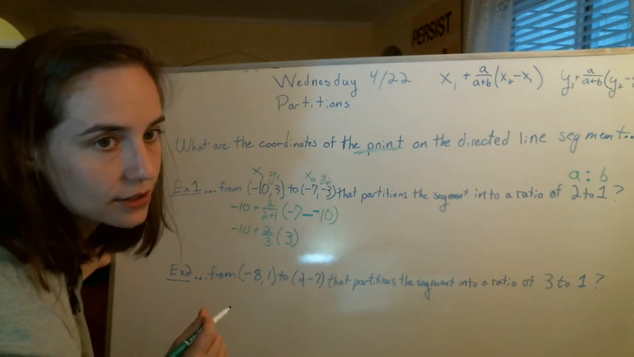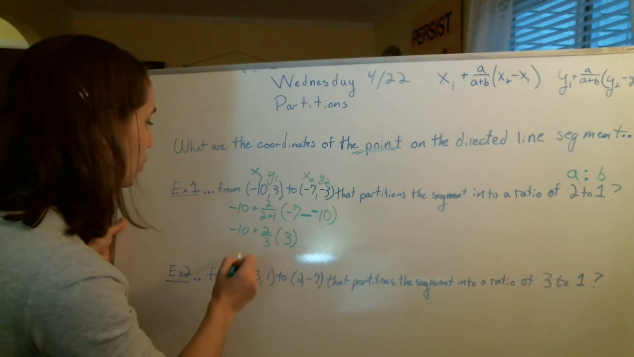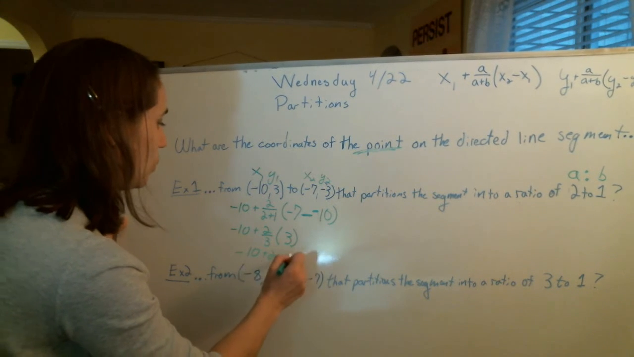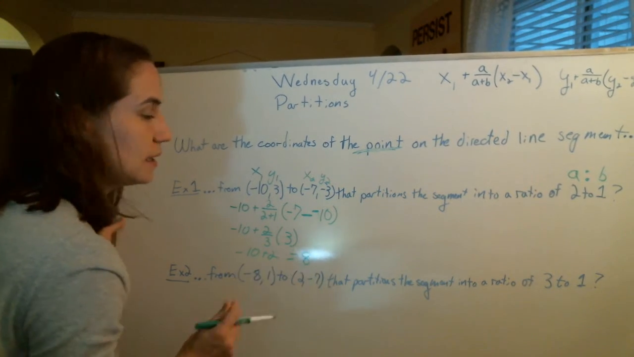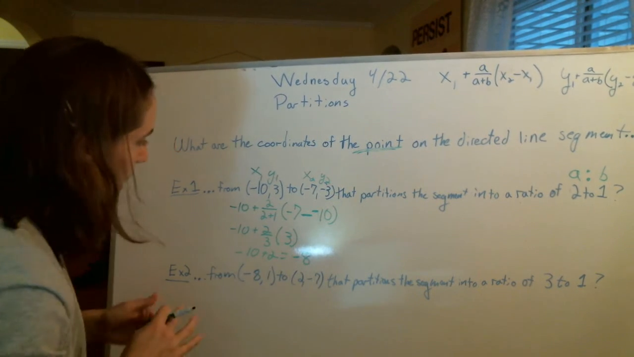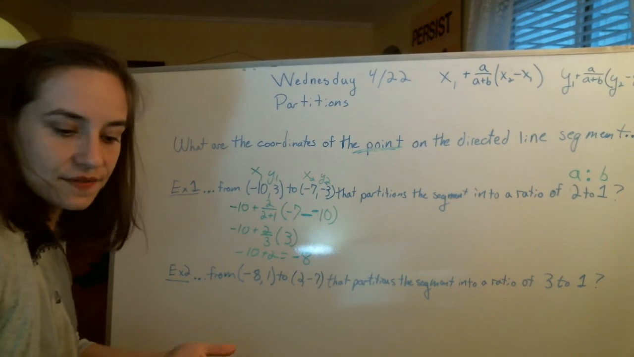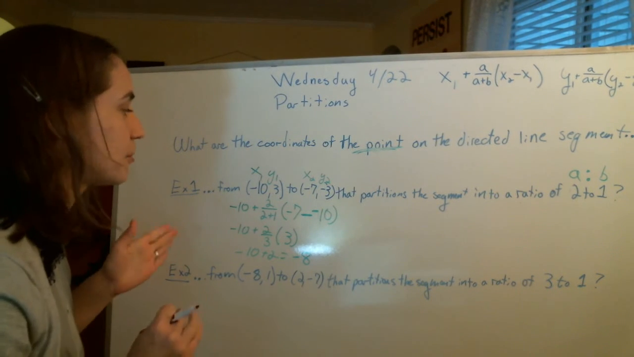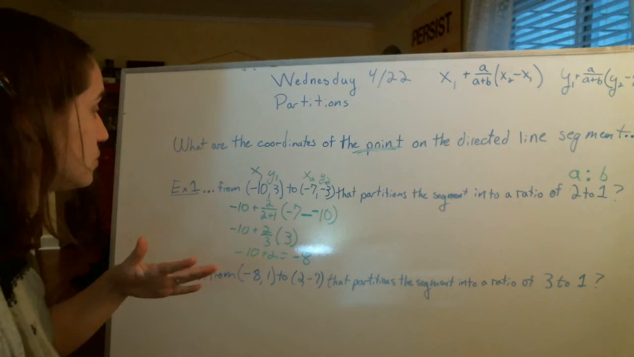Right, you can use a calculator and do 2/3 times 3, or you might know that 2/3 of 3 is 2. So I've got negative 10 plus 2, which is 8. So, watch my signs, Miss Miller. Negative 8. So that's just the x value. So we also have to do our y value. Same exact process, but instead of using the x's, use the y's.